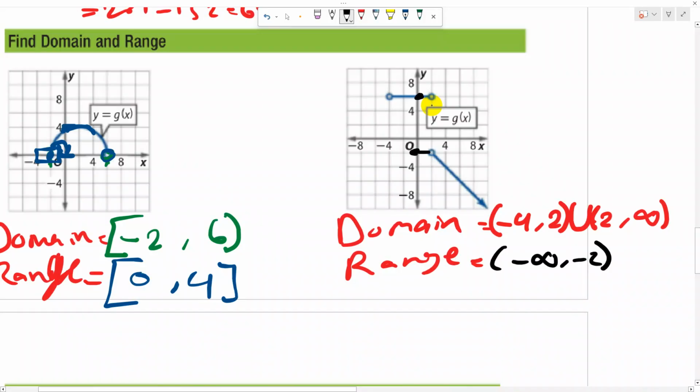And then we have this number. We're just looking on the y-axis. We have this line and we have this line. It means we contain this number, which is 6. So we will just add 6 to our range with normal braces. Okay, let's keep going.